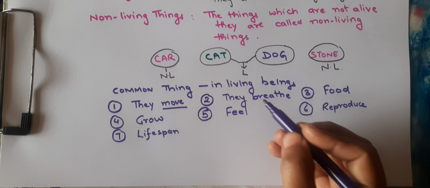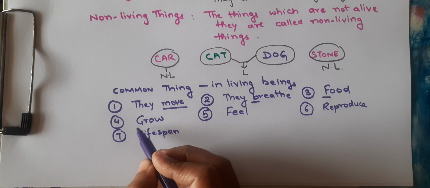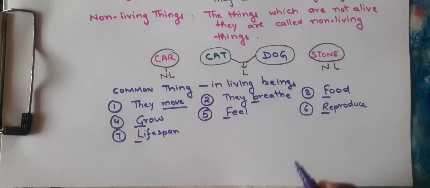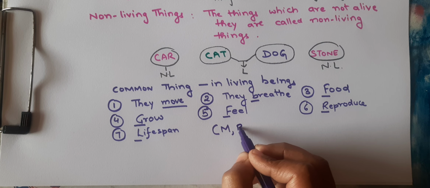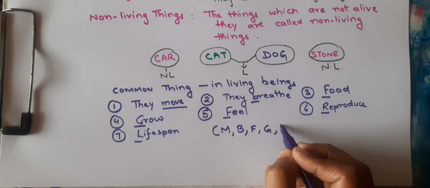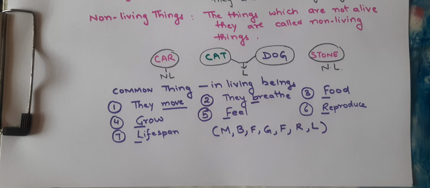Okay, so just to make it easier to remember, I will mark the first thing. So what we got? Move, breathe, food, grow, feel, reproduce, and lifespan.